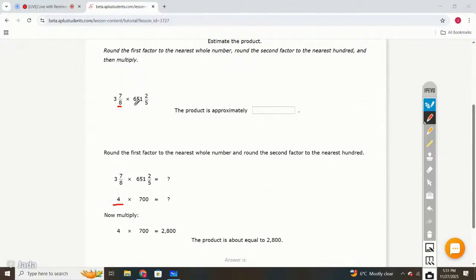The second one, you need to round to the nearest 100. So 651 is rounded to 700. So you have to do 700 times 4, that is 2800. Let's just start with the test questions.